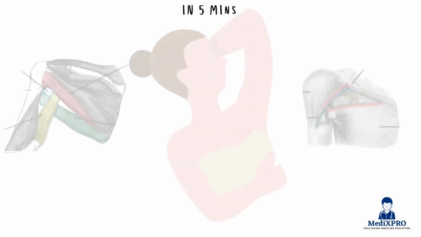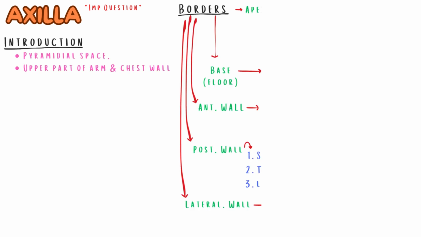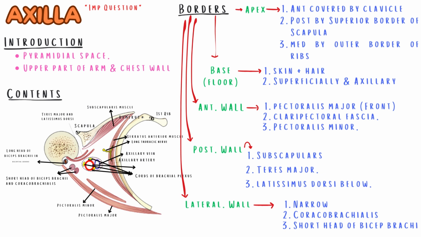Hello everyone. Today we will talk about the axilla, which is a really important topic and an important part of the upper limb. This topic will be divided into three main sections: introduction, borders of the axilla, and contents of the axilla, which are crucial for exam preparation as they often appear on exams.